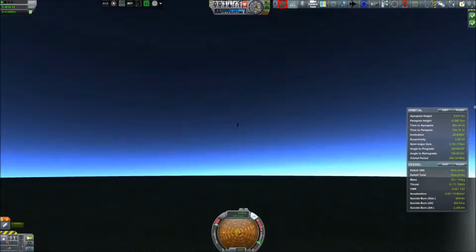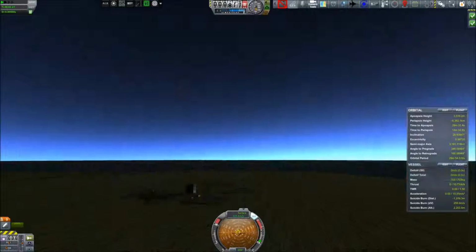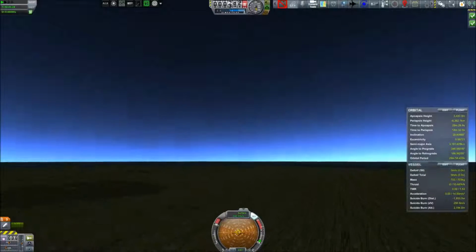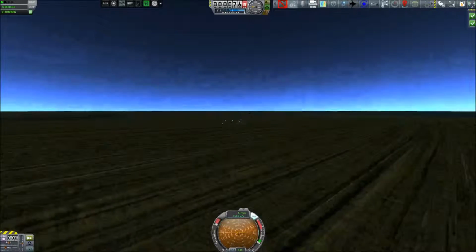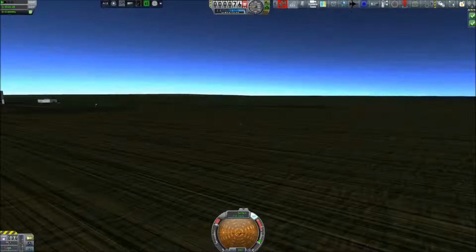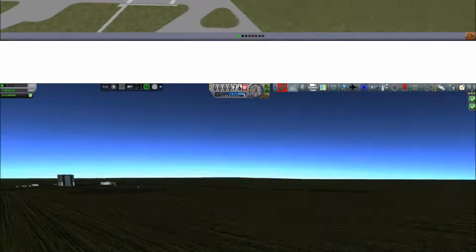We're at 2,000 meters, descending fast. We are going to impact, and we have impact in the field. All safe, all clear. Mission successful.